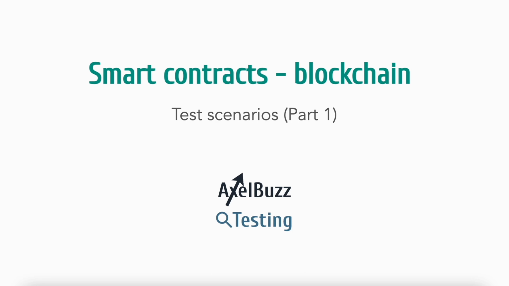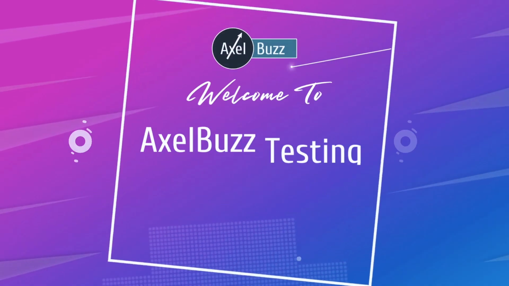So, our today's topic is smart contracts in the blockchain, and we are going to discuss test scenarios of this, which type of testing to be done on this blockchain. This video is a little bit lengthy, so we have divided this video into two parts. In the first part we will be discussing a few testing techniques, and in the second part we are going to discuss the remaining ones. So let's get started.